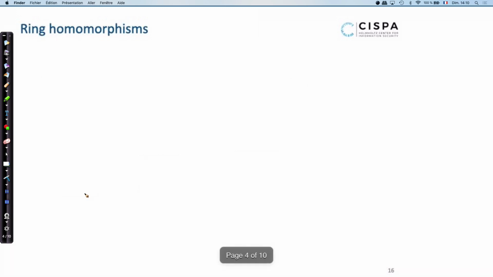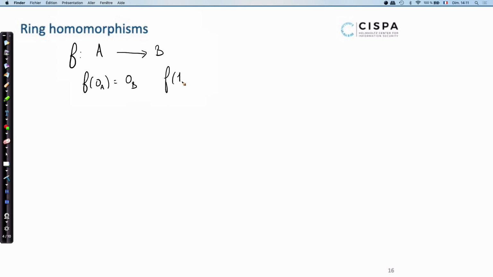So let's move on. As we did for groups, we are now going to consider maps between rings. So let's assume that we have two rings, maybe I call them A and B. So a homomorphism is going to be a map f from a ring A to a ring B, satisfying a few properties. The image of the 0 of A should be the 0 of B. The image of the 1 of A should be the 1 of B.